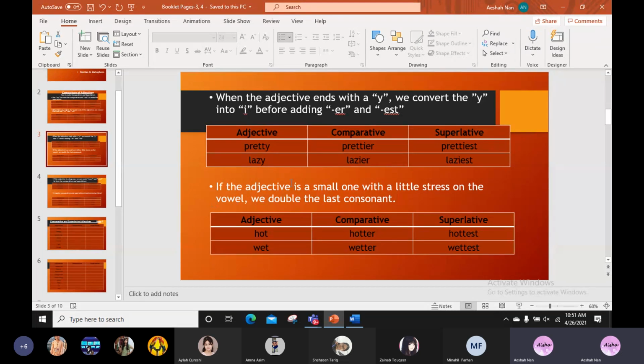Okay. If the adjective is a small one with a short stressed vowel, we double the last consonant. What does it mean? If the adjective has a short vowel sound, like hot and wet, we need to double the last consonant. In both of these words, the last consonant is T. You can observe that T has been doubled. Hotter, hottest, wetter, wettest. Is there any confusion?